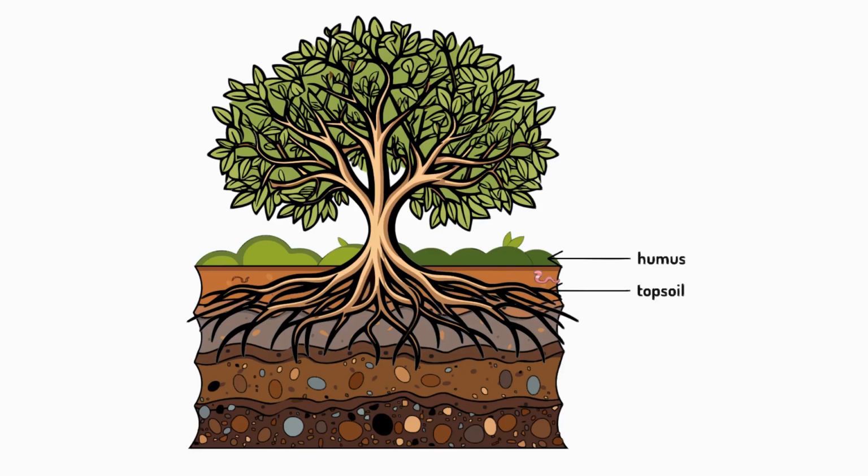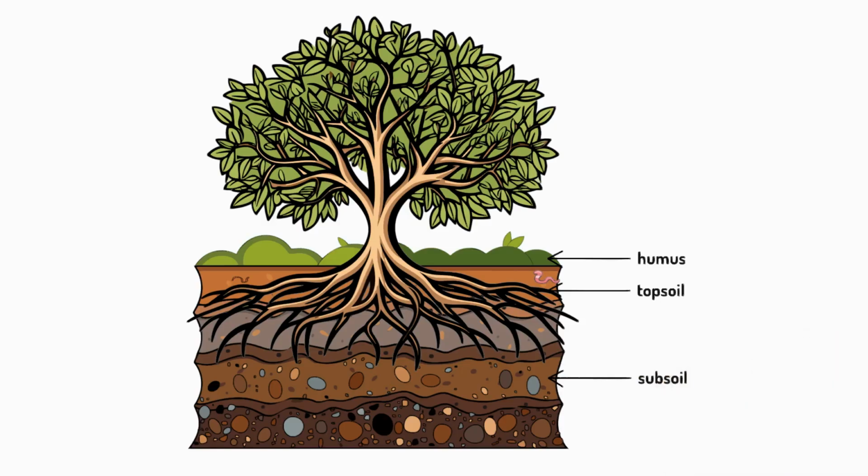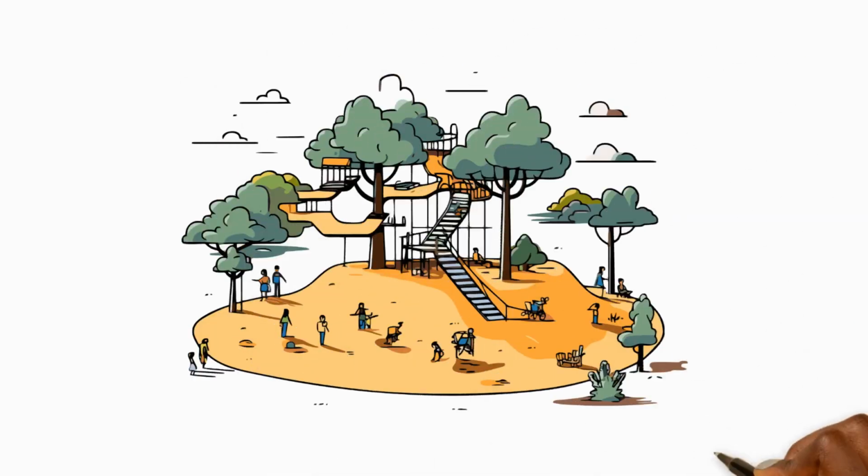Dig deeper and you'll find subsoil. It's tougher here with more minerals and bits of rock. Only big plants like trees can get their tough roots into this challenging layer. Lastly, there's a solid layer at the bottom called bedrock. It supports all the layers above. So next time you're gardening or playing outside, remember these soil superheroes and the important roles they play.